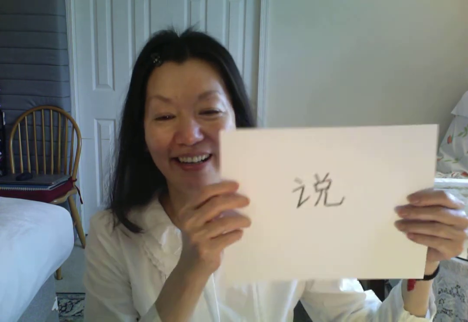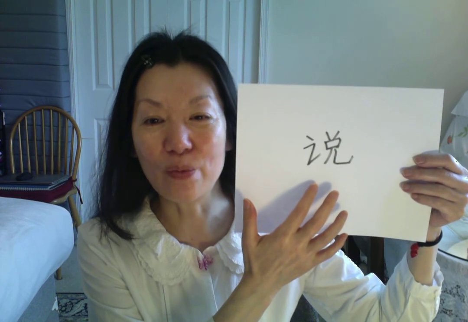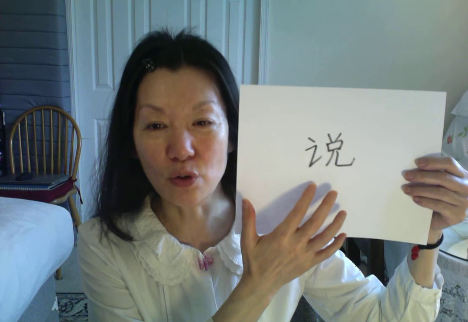Next one: to say or to speak in Chinese. 说. Shuo, to speak. Shuo, to say. Shuo zhongwen, speak Chinese. Zhongwen, Chinese language, right? See, you can say a lot right now. Check the pinyin here. 说, to speak, to say. Okay.